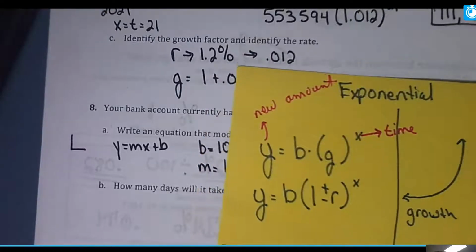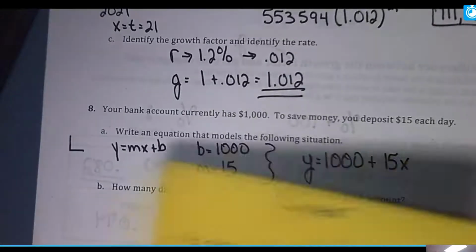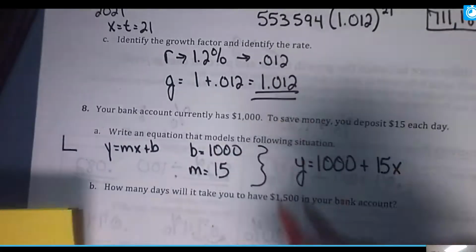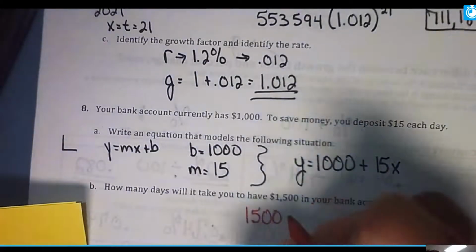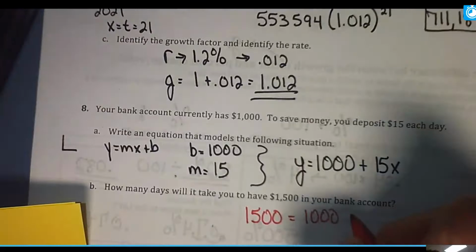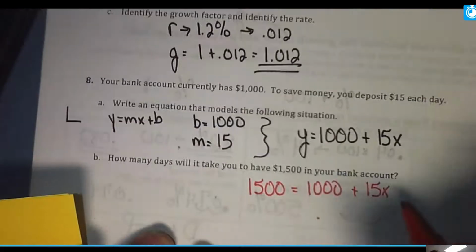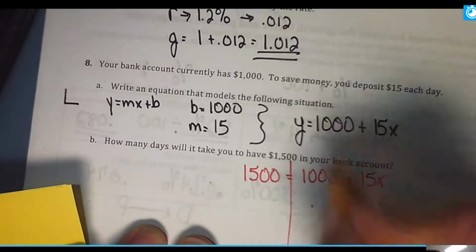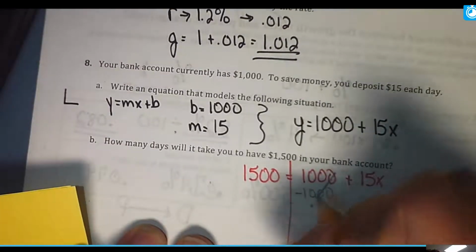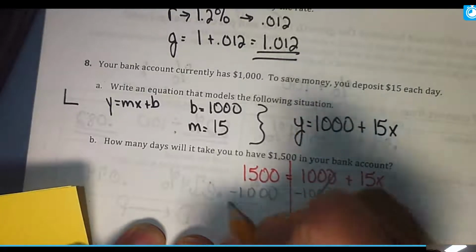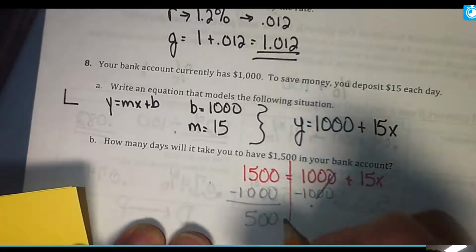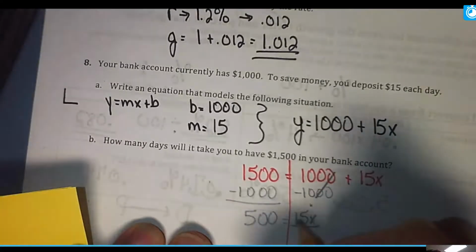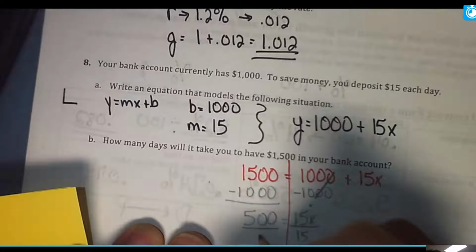Okay, let's keep going. If my new amount is supposed to be this 1,500, that's going to go in place for y. And now we're back to what we did in our very first chapter. We need to solve for x. I'm going to draw my wall, and I'm going to get x alone. The first thing I'm going to do is subtract 1,000 and subtract 1,000. You have a calculator. You're more than welcome to use it. The 15x is still here. And now to move the 15, since these are multiplied, I will divide.